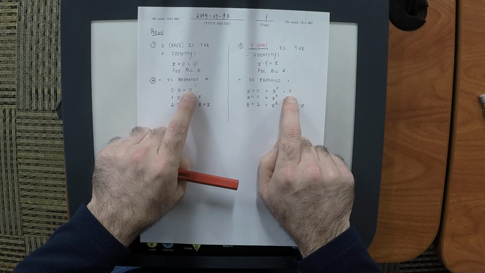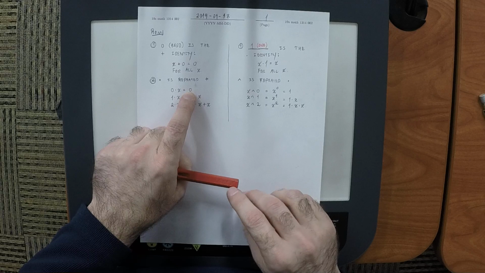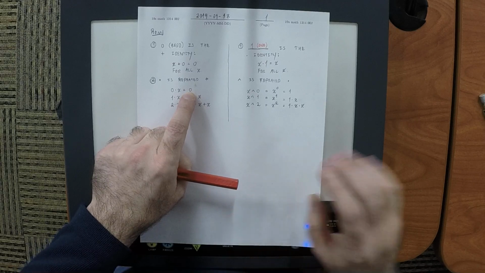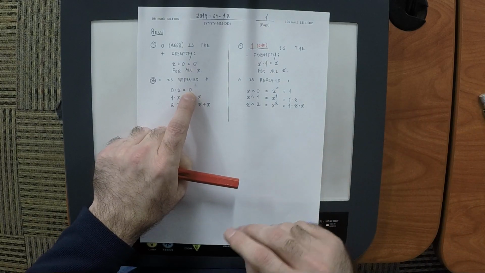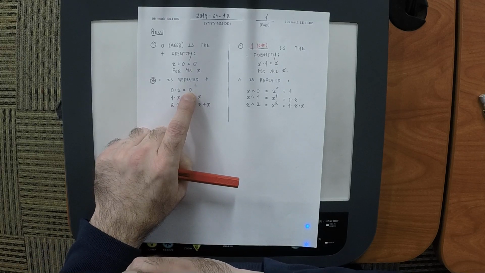"0 times any number will still be 0. So if you're multiplying 0 times 2, it's essentially like 0 times 0." Uh-huh. Still 0. Okay, now that answer, that's the Miss Harris answer. Is it? Yeah, it is. It is that way because Miss Harris said it was that way.